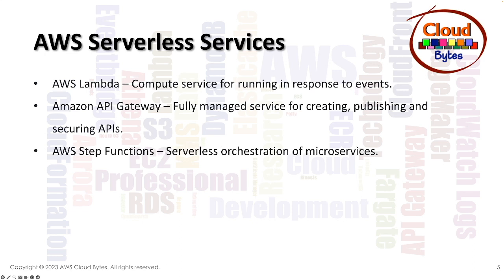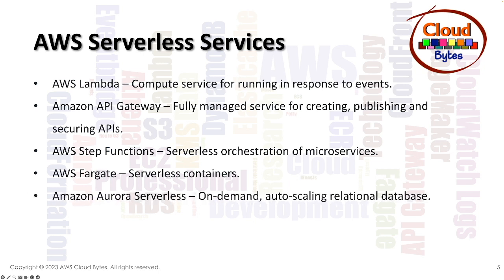You have AWS Step Functions. It's primarily a serverless orchestration of microservices, where you can orchestrate a multi-step business process. Then there is AWS Fargate. These are basically serverless containers. You have two implementations, ECS and EKS, and we'll talk about those. Amazon Aurora Serverless is an on-demand auto-scaling relational database, provided as serverless, like an on-demand database as and when you need it, and it scales based on your requirements.